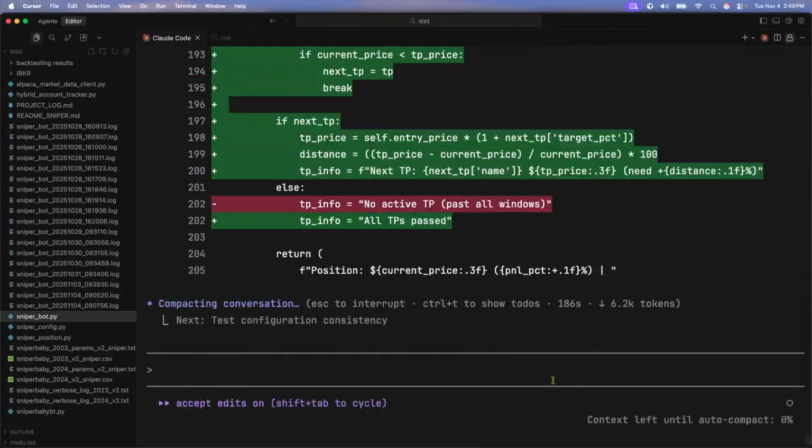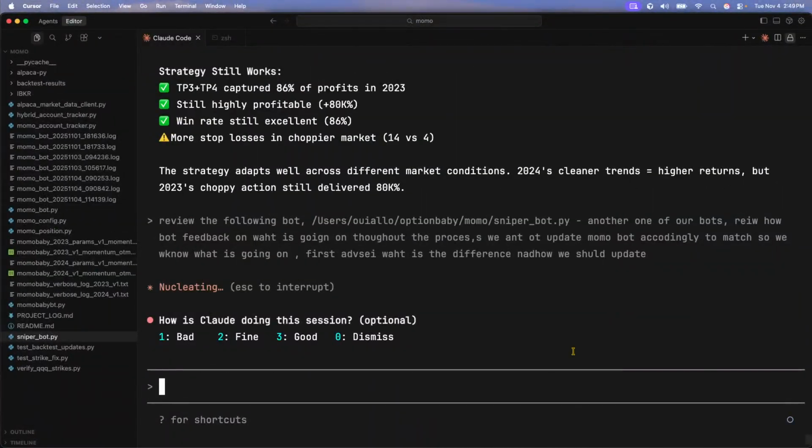That one's still compacting. Okay. So I'll let you finish. Then I'm going to get Momo bot ready to go.